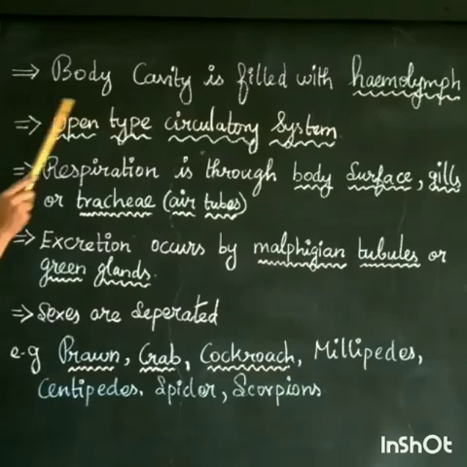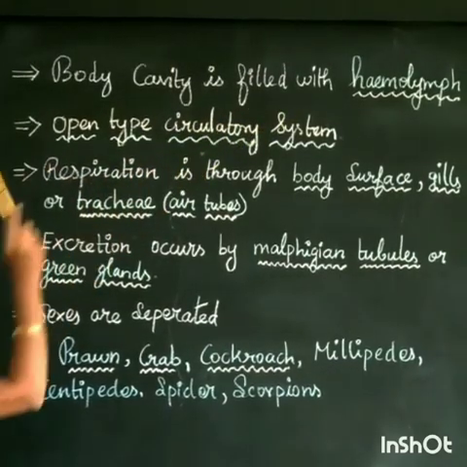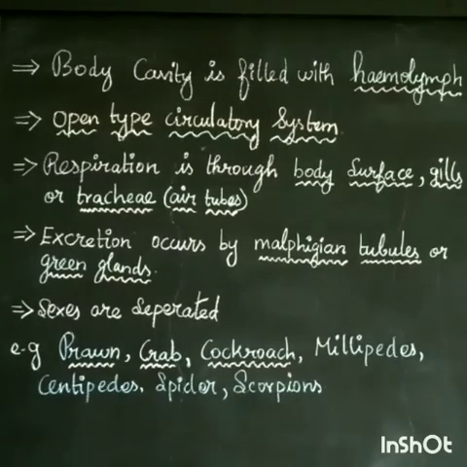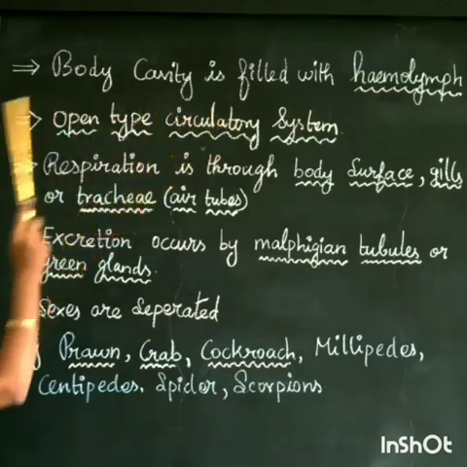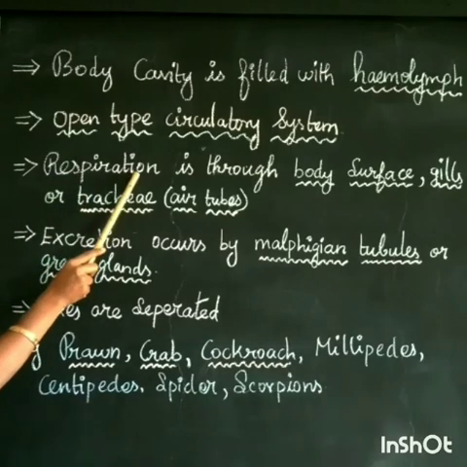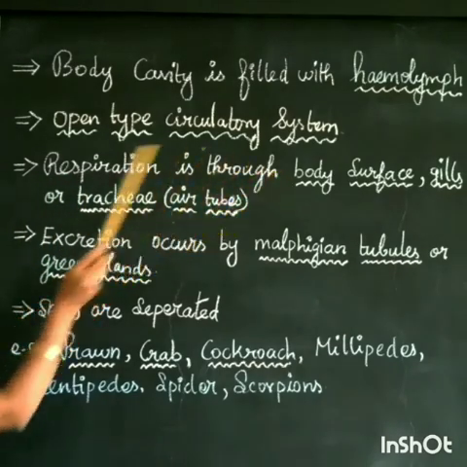Body cavity is filled with hemolymph. Here what does hemolymph mean? Lymph, it is a blood, a fluid which fills the body cavity is called hemolymph. Then it is an open type circulatory system. Why is it called open type? Because here no blood vessels, the blood will bathe throughout the body, so it is called open type circulatory system. And coming to respiration, respiration is through body surface, gill or trachea.